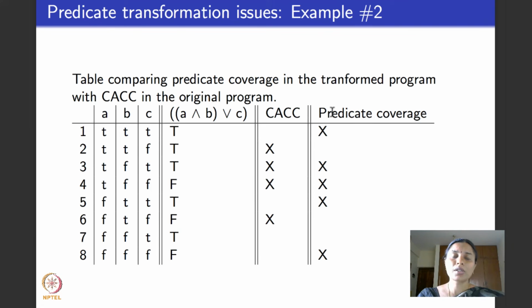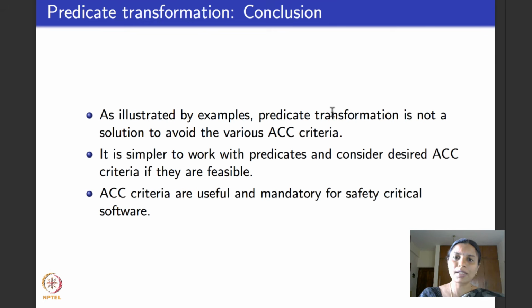So what I wanted to illustrate to you using these two examples is that predicate transformation is not a good solution to avoid using active clause coverage criteria. Active clause coverage criteria is mandatory for testing safety critical software and is proven effective for finding a lot of errors, especially for predicates that have 3 or 4 clauses. So it is a good idea to go ahead and use it, and transforming a program to remove those extra clauses in the predicate with the aim of avoiding active clause coverage criteria will not work. They are useful, they are mandatory, and it will be good to get used to it.